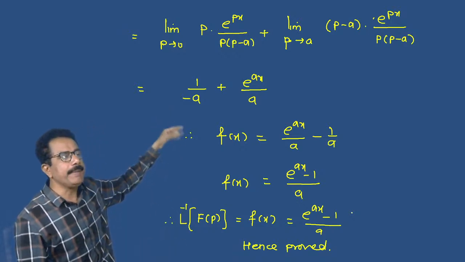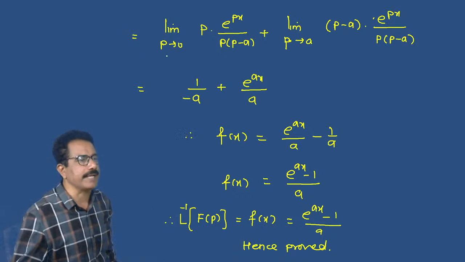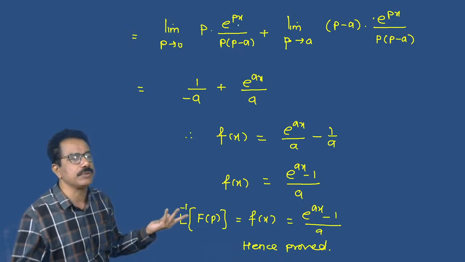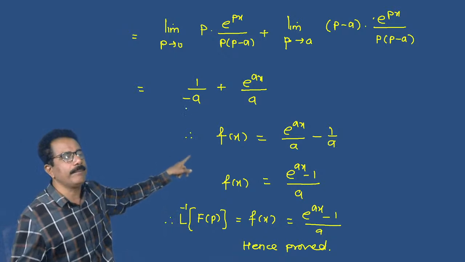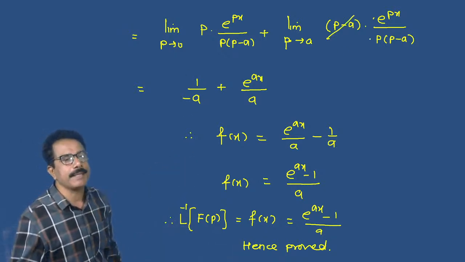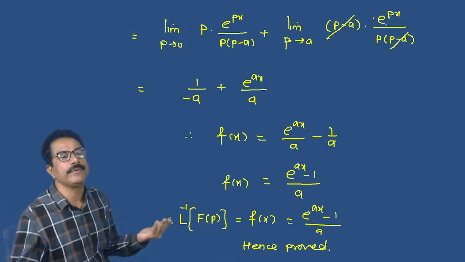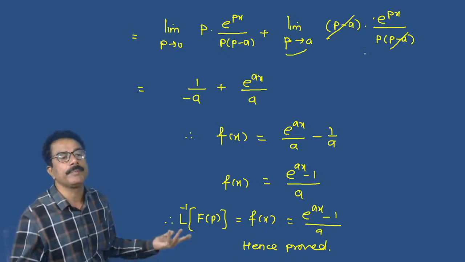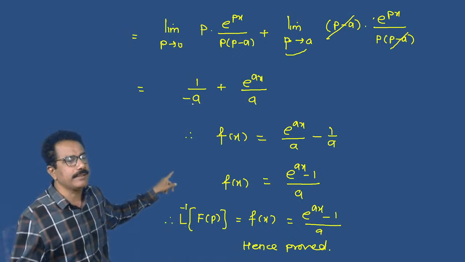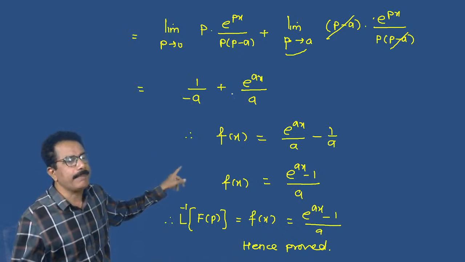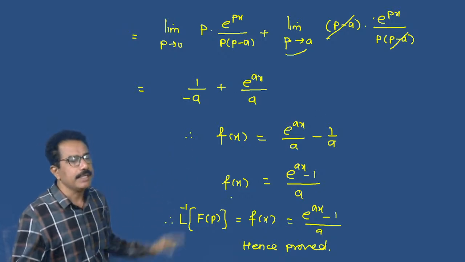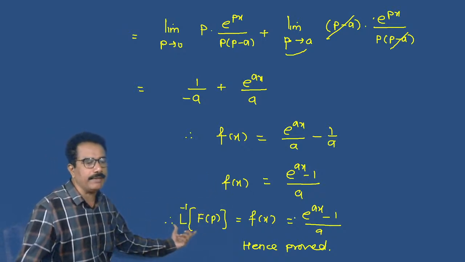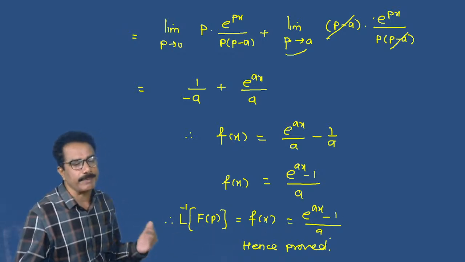So by taking p tends to 0, in the first fraction p will get cancelled, e raised to px divided by (p minus a); as p tends to 0, e raised to 0 divided by 0 minus a, so we will get 1 upon minus a. In the second, (p minus a) will get cancelled, and as p tends to a we will get e raised to ax divided by a. So minus 1 upon a plus e raised to ax divided by a, we will get this result. So f of x is equal to (e raised to ax minus 1) divided by a. Hence L inverse of capital F of p, which is equal to f of x, is equal to (e raised to ax minus 1) divided by a.